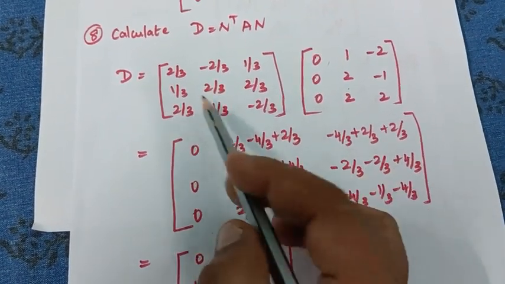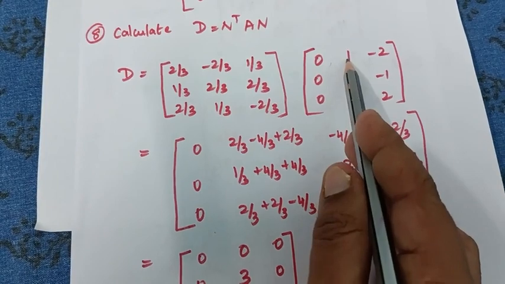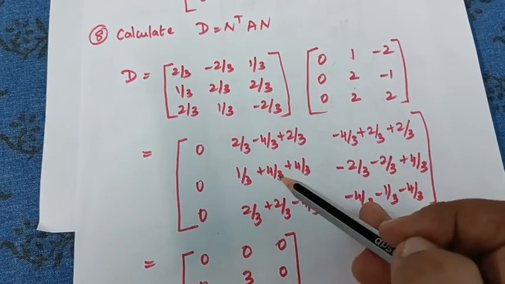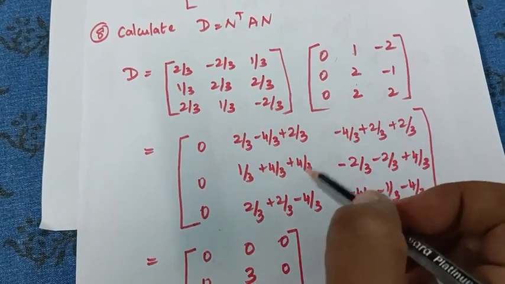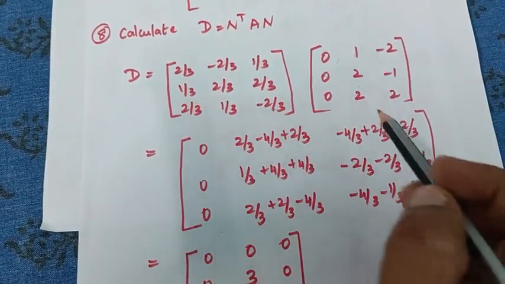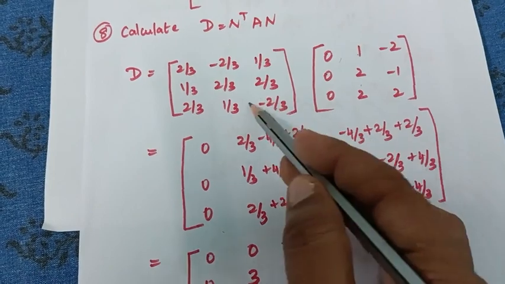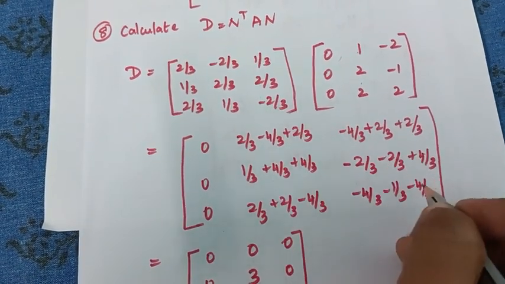So next, if you take second row, you want to multiply here. So 1 by 3 into 1, 1 by 3. 2 by 3 into 2, 4 by 3. 2 by 3 into 2, 4 by 3. So similarly, this row with this column. So minus 2 by 3, minus 2 by 3, 4 by 3.